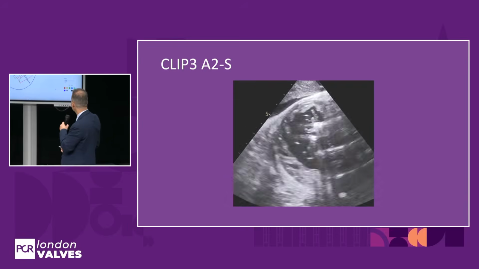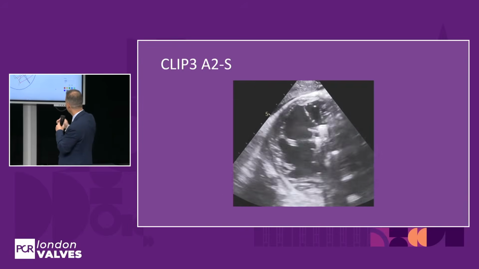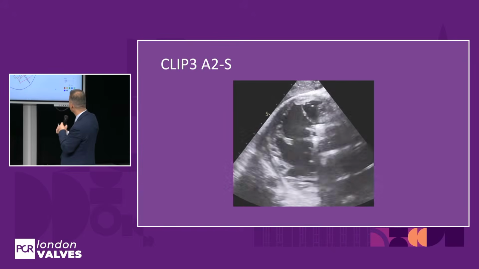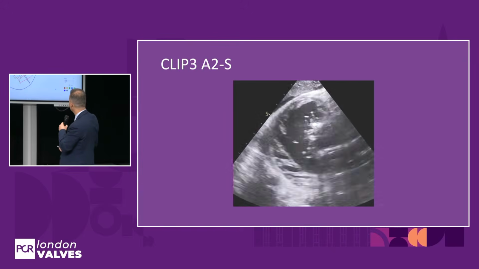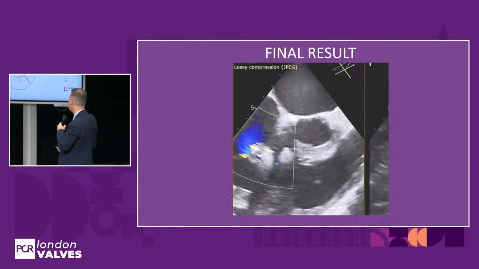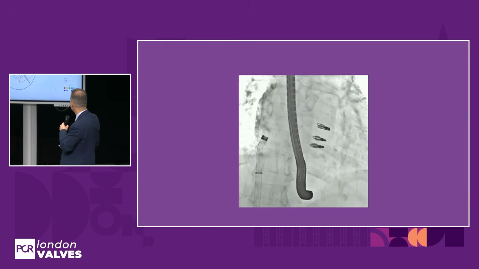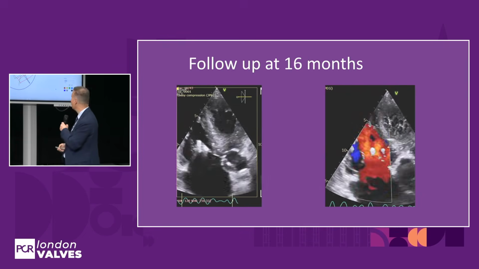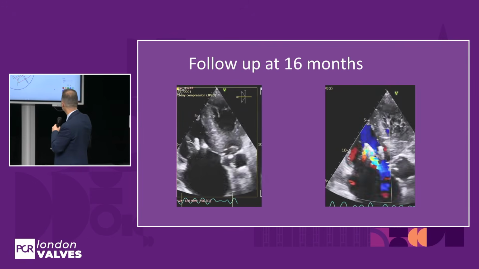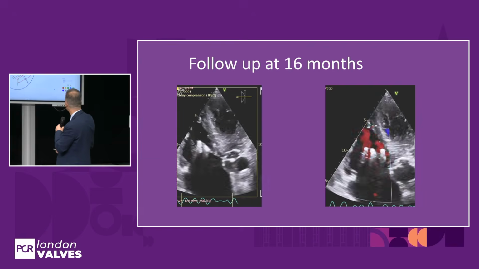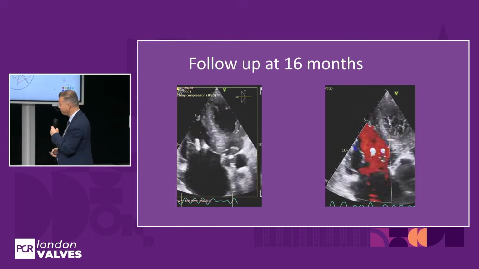And this is the transgastric afterwards. You can see now 3 grasping areas, 2 anteriorly, 1 posteriorly, with a fairly good result. There was some residual TR, but that was acceptable. What was impressive is the response of the RA pressure. The V wave was really ventricularized, very high, and it was truncated afterwards. And you can see the 3 clips on the fluoro. And actually, this patient did very well, gradually reduced the doses of diuretics. This is follow-up at 16 months, a couple of days ago. And he's doing fine. Thank you, very nice.